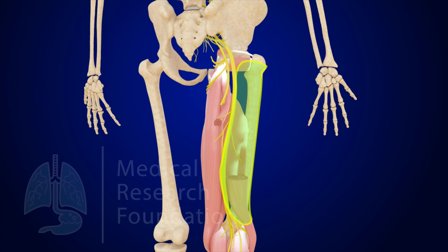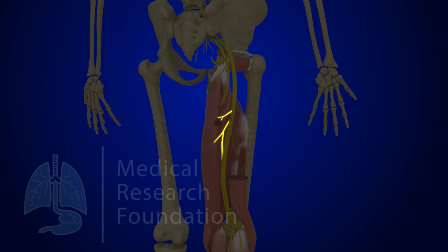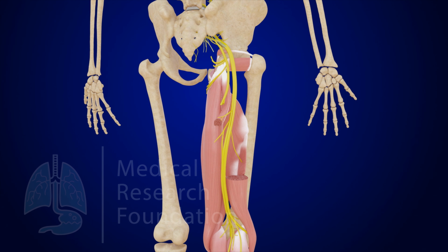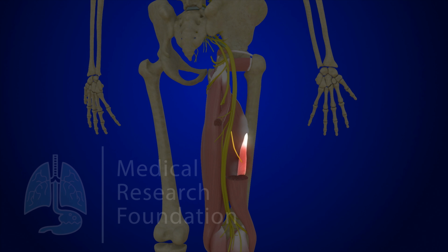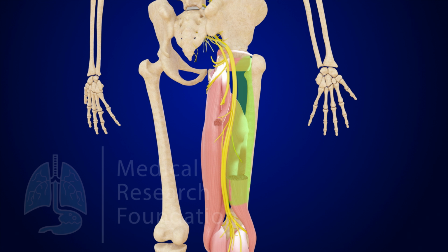Muscular branches of the sciatic nerve arise from the medial side, except the nerve to the short head of biceps femoris, which arises from the lateral side. Therefore, the side lateral to the sciatic nerve is the safe side, and the side medial to it is the dangerous side.